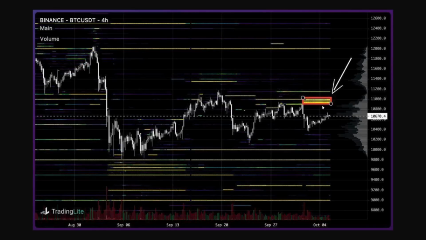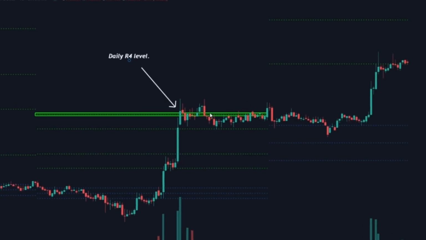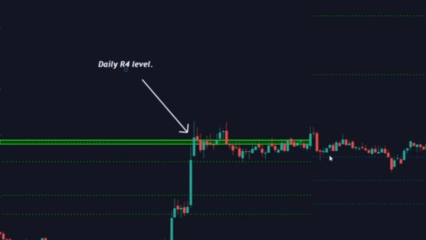And yesterday, not only this order book heat map or this volume confirmation, but also the daily CPR, the price actually reached the R4 level. Let me show you guys. Yesterday, when the price came around this daily R4 level, that gave me an alert. In most cases, price after reaching the daily R4 level tends to reverse, and that was also a reason why I decided to take a short.